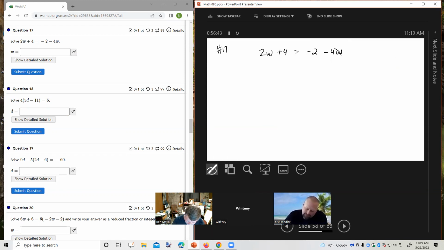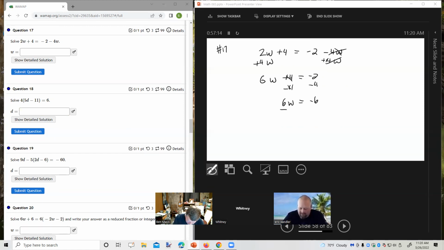Okay, so we're going to add 4w to both sides, which gives us 6w plus 4 equals negative 2. We're going to subtract 4. Oh, but I do want to point this out. When I was checking my work, that's when I discovered a mistake. So there's the reason to check your work. Yeah. So I did it on purpose just to show that. Okay. I might be lying right now.